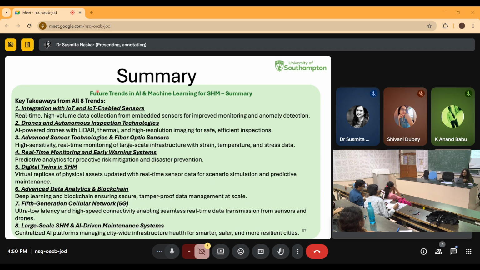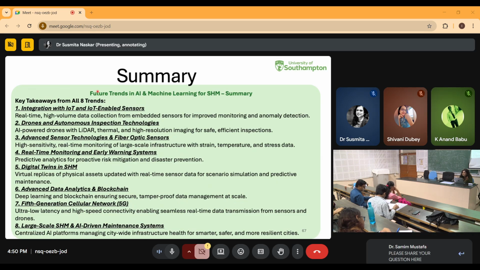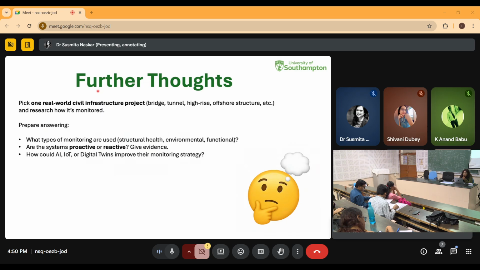So that's the summary we see from this trend: SHM is moving from isolated, reactive systems to integrated, predictive systems. It's happening as smart infrastructure, and as a sustainable environmental trend. I would highly suggest you think about one particular real-life infrastructure project. You can think about a bridge, a tunnel, or any offshore structure. What type of monitoring is used? Whether it's structural monitoring we need, or we are thinking about the environmental one, or the functional one. So think about one of those types.